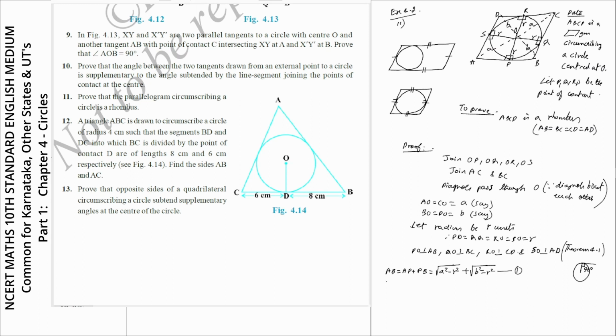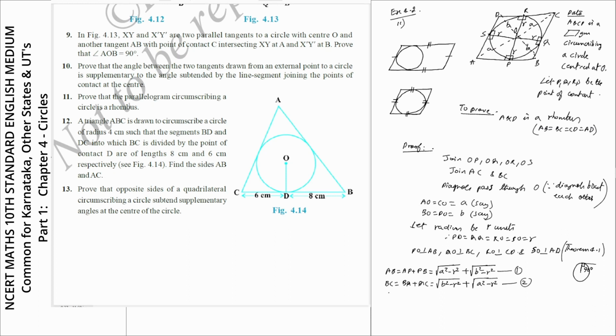Now similarly, what is the length of BC? BC is equal to BQ plus QC. So what is the length of BQ? Length of BQ is square root of B square minus R square. Check the figure. What is the length of QC? QC is square root of CO square minus QO square, that is square root of A square minus R square. I'll mark this as 2.